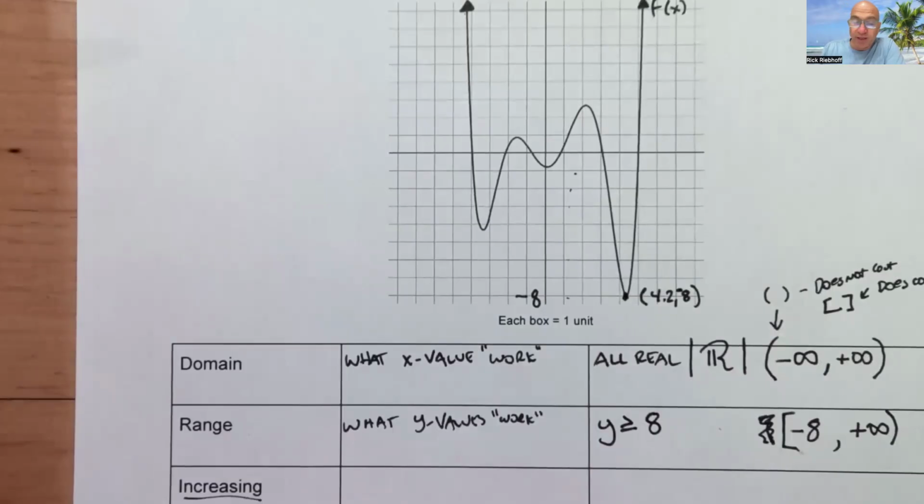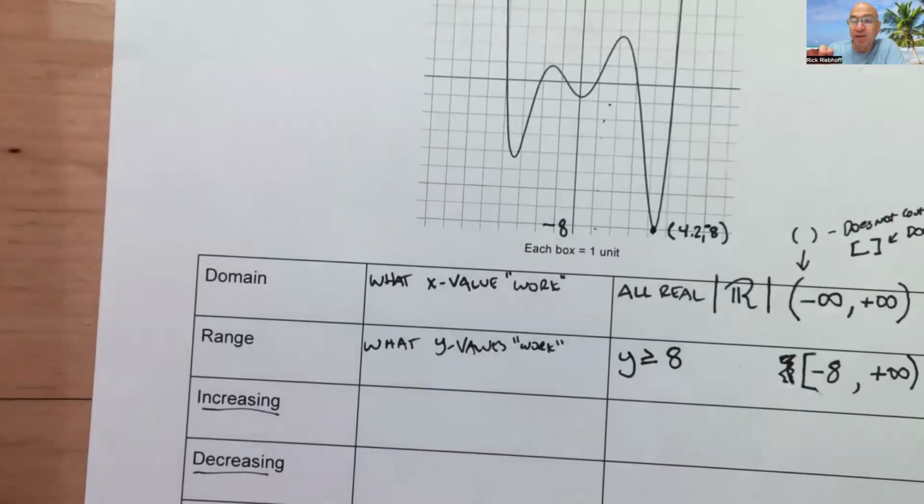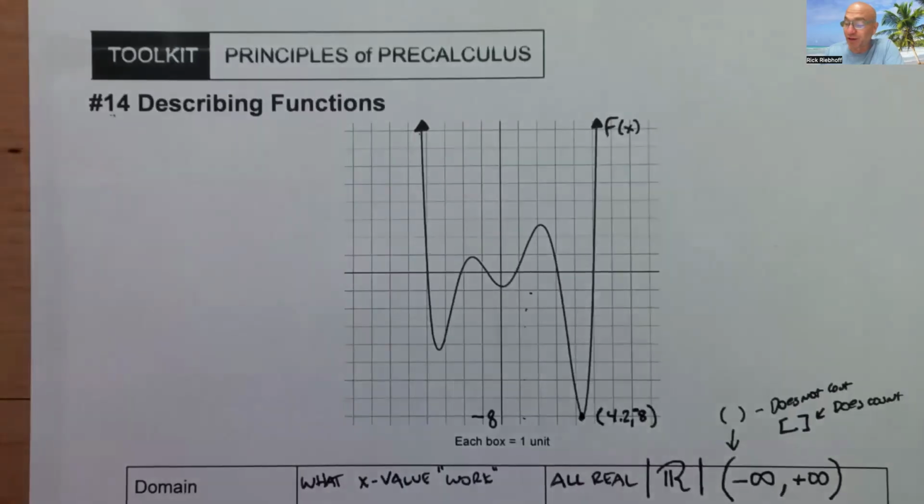Increasing, decreasing. There's also constant, right? Constant means you're holding your position as you go out. This one does not have any constant. It's either increasing or decreasing.